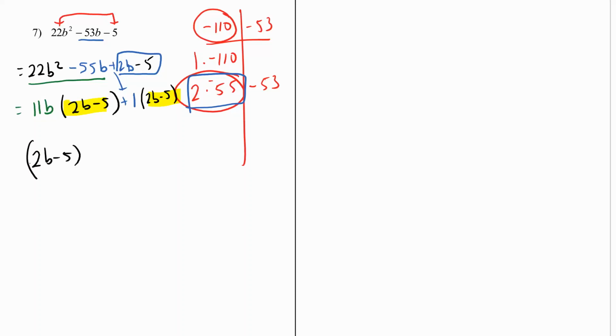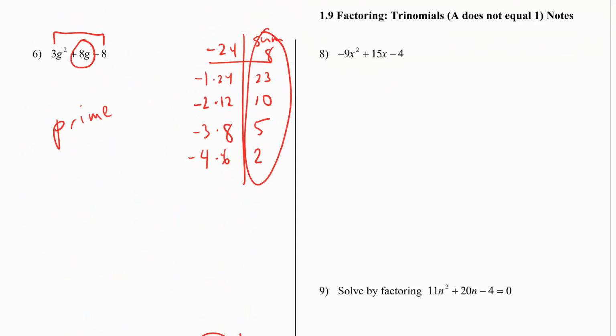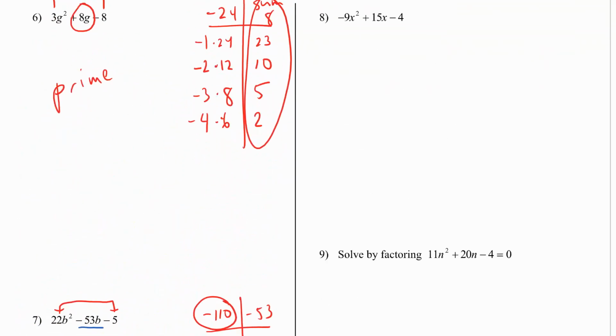Okay, and then if we divide both of those terms, if we divide this term by 2b minus 5, we are left with 11b. And then if we divide the second term by 2b minus 5, we're left with plus 1. And there we go, we have it factored. All right, two more quick problems here.